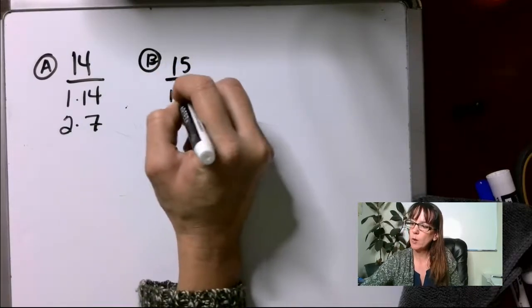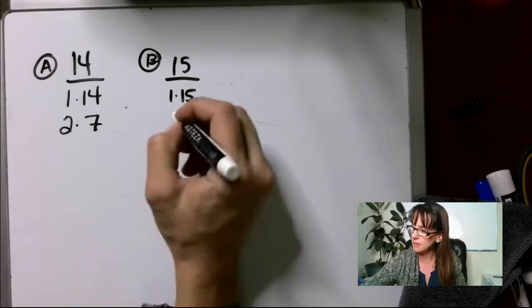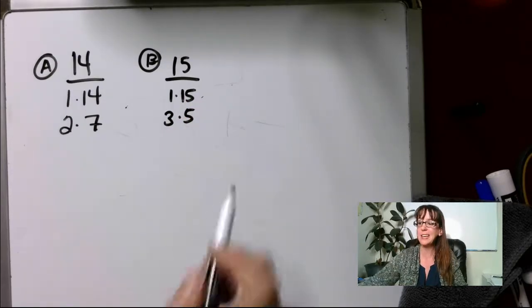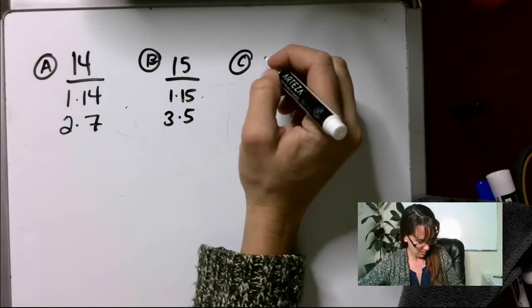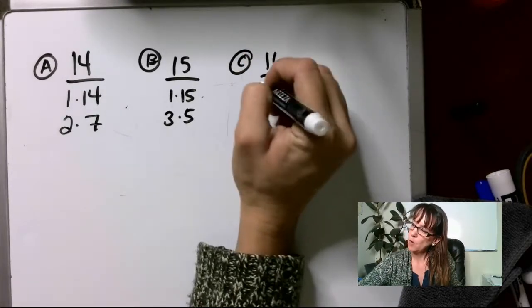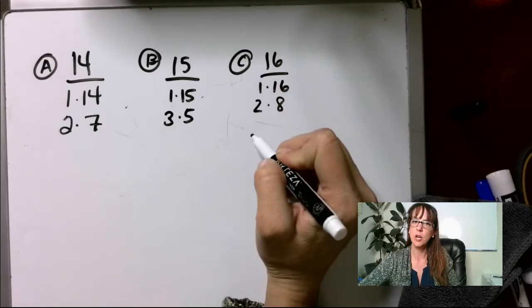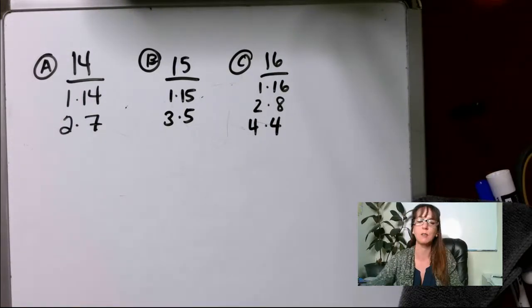15. 1 times 15. We know that's a factor. 2, no. 3, yes. 3 times 5. After 3 is 4. 4, no. 5, yes, but it's on the board, so we are done. 16. 1 times 16. 2 times 8. 3, no. 4 times 4, which means we are done because it's repeating itself, okay?